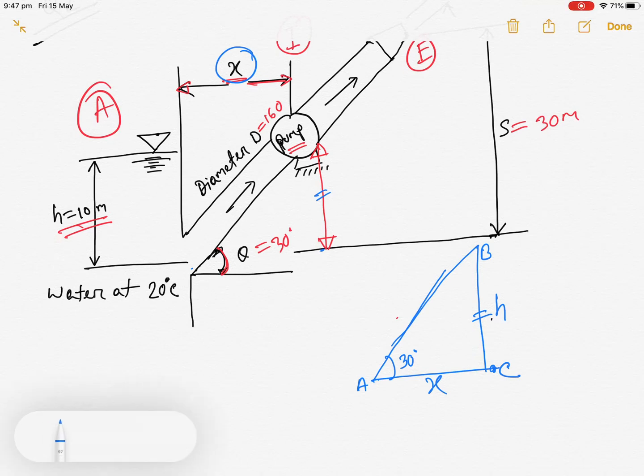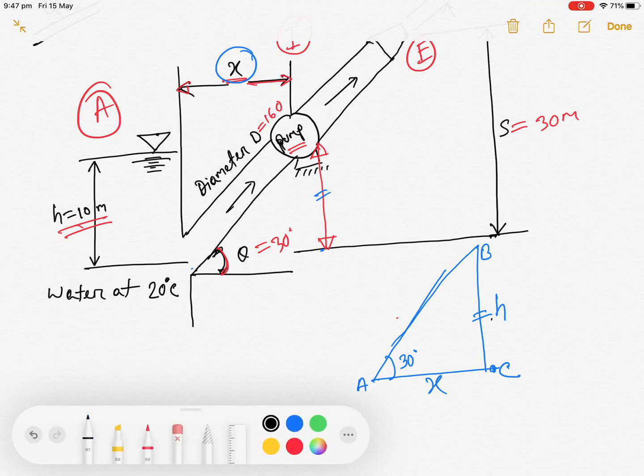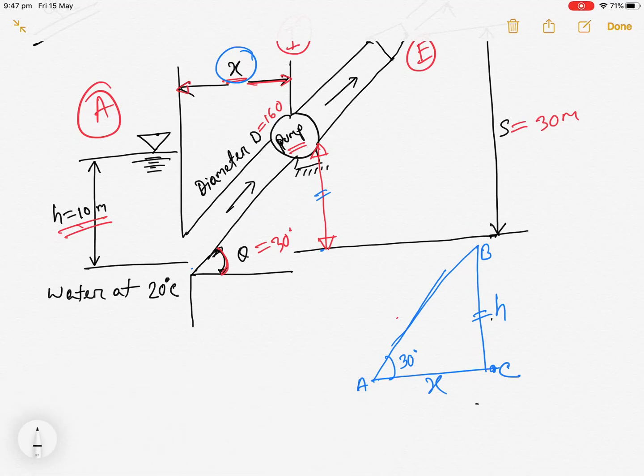We use the trigonometric functions, sine theta and cos theta. When it creates a 30-degree angle like this, if we want to calculate this vertical edge, then we know the formula. If I apply it to this triangle, tan theta is the vertical side BC over the horizontal side AC.